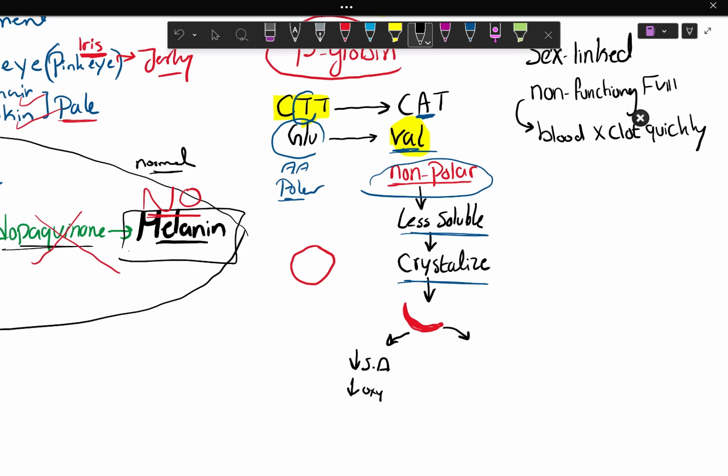And then the second problem is that because of this shape, the cells get clumped together, so they block capillaries. This can prevent normal blood from reaching the body and may form clots. So this is a problem in itself.